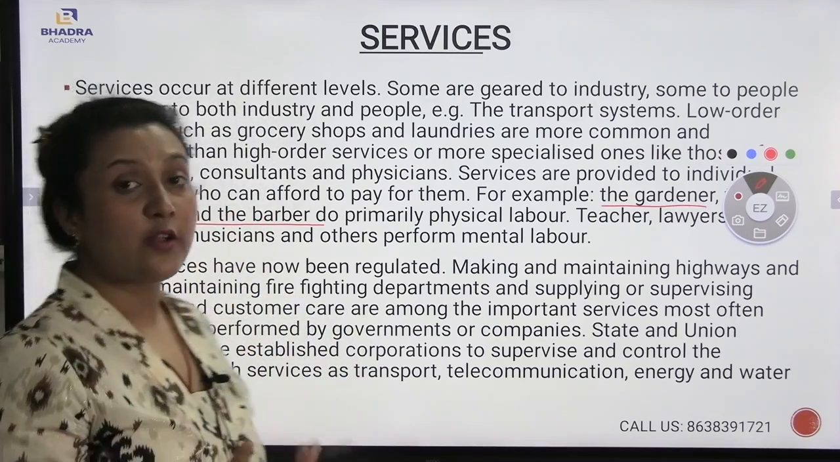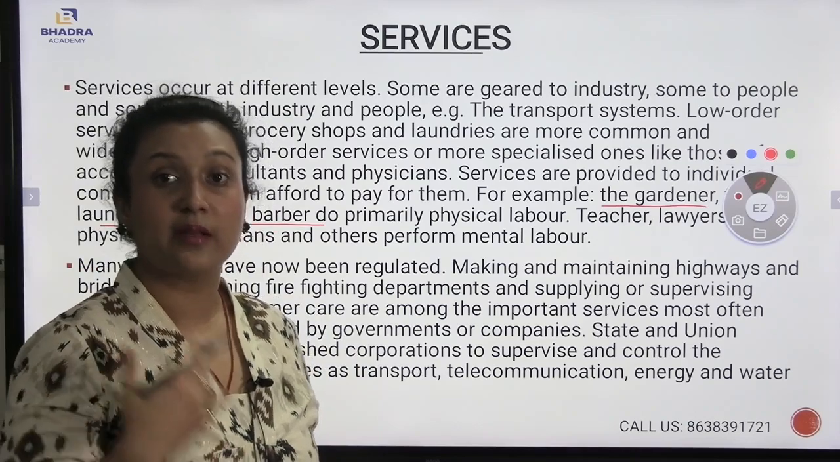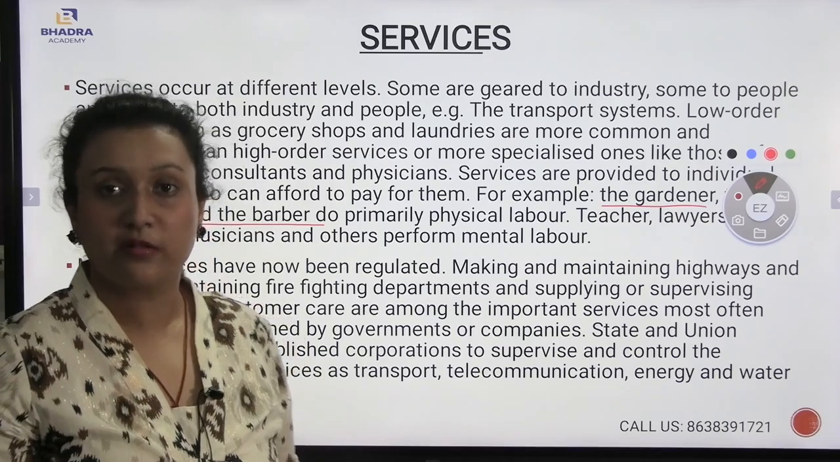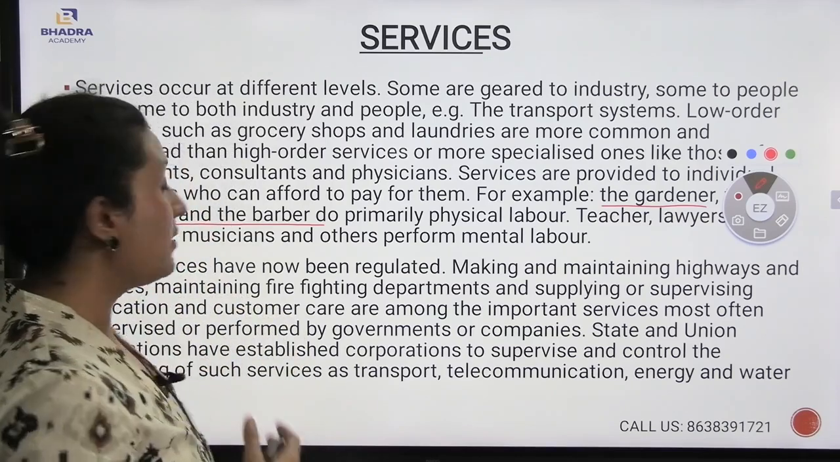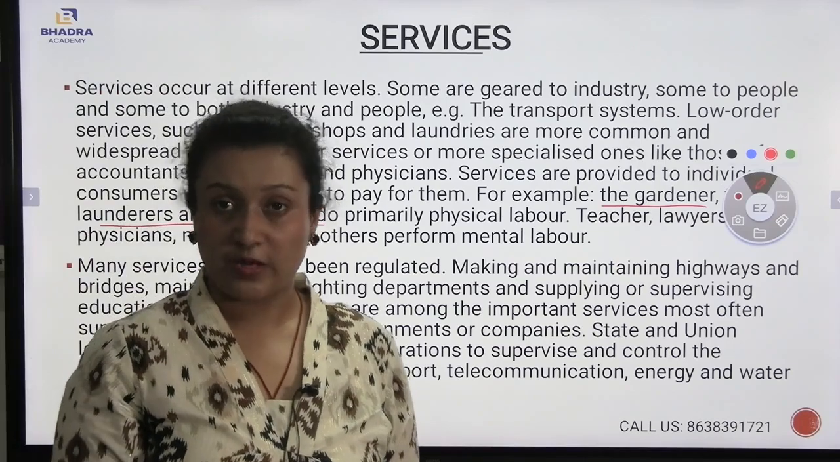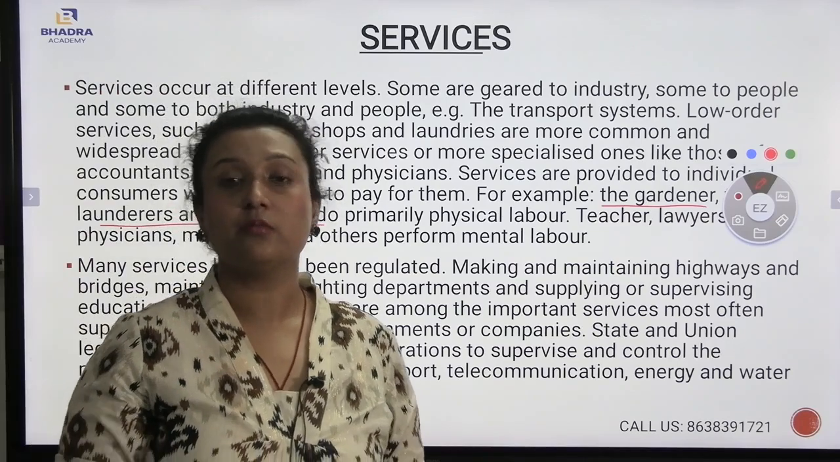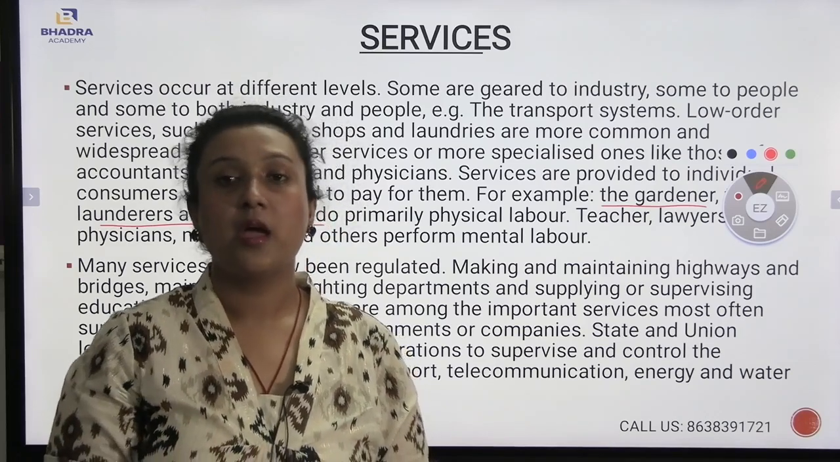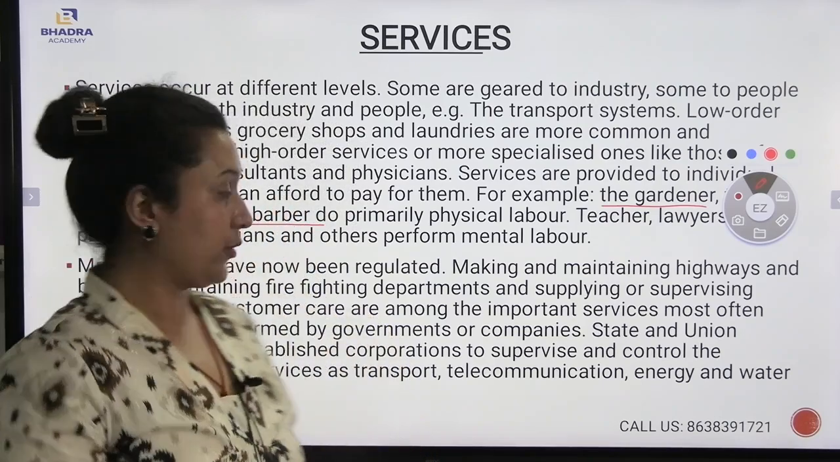And second, the firefighting department. This is also a service. And giving knowledge. As a teacher, I am giving knowledge. This is also a service I am performing. On the other hand, supplying and supervising education is also a part of service. So these are some of the services which are operated by the government itself and also with the help of the institute.